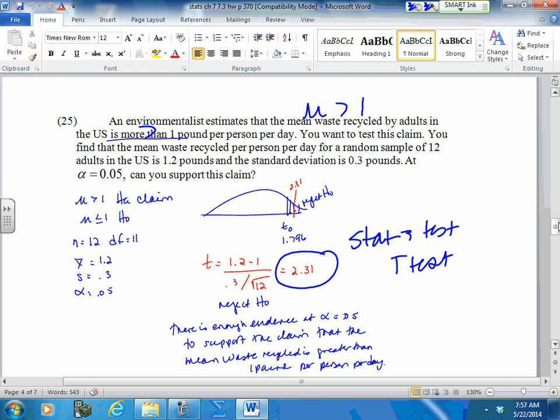So it falls in your reject H0, that's your decision. Your interpretation is, since your claim was your HA and you rejected H0, you must like the claim. So there's enough evidence to support your claim at a level of significance of 0.05 that the mean waste is greater than 1 pound per person per day. Sounds kind of gross, I know. Okay?